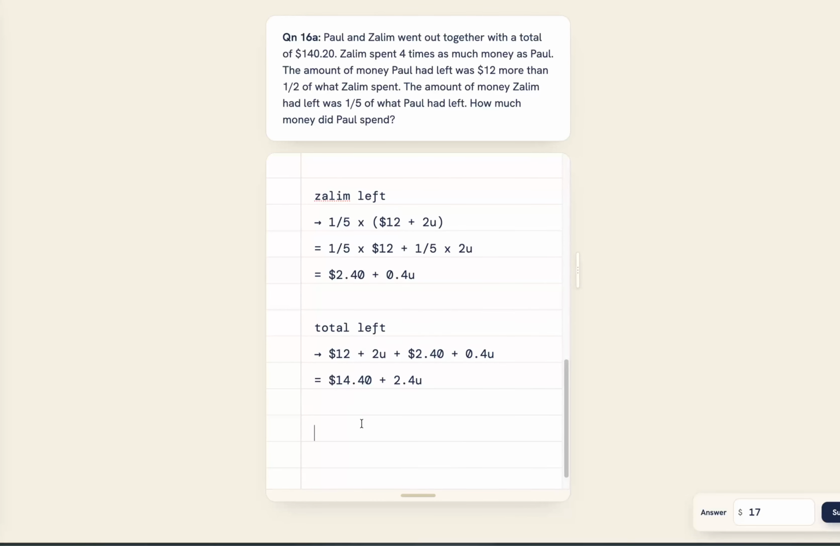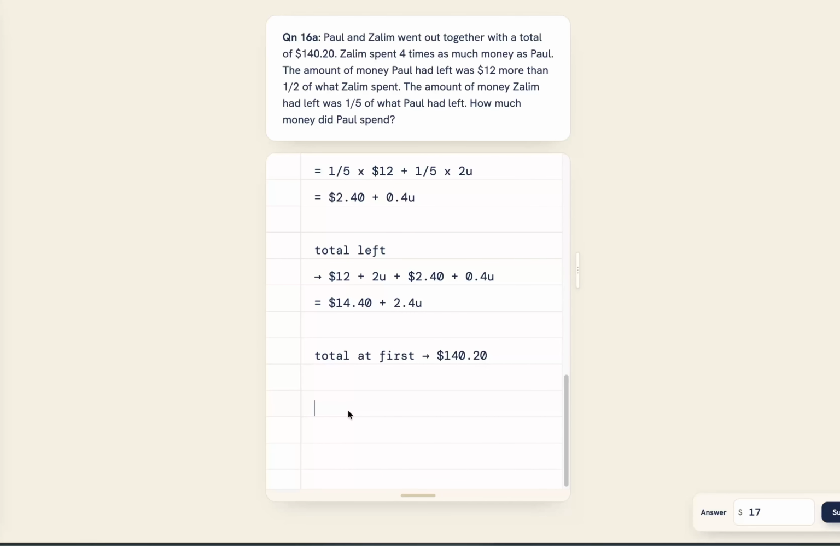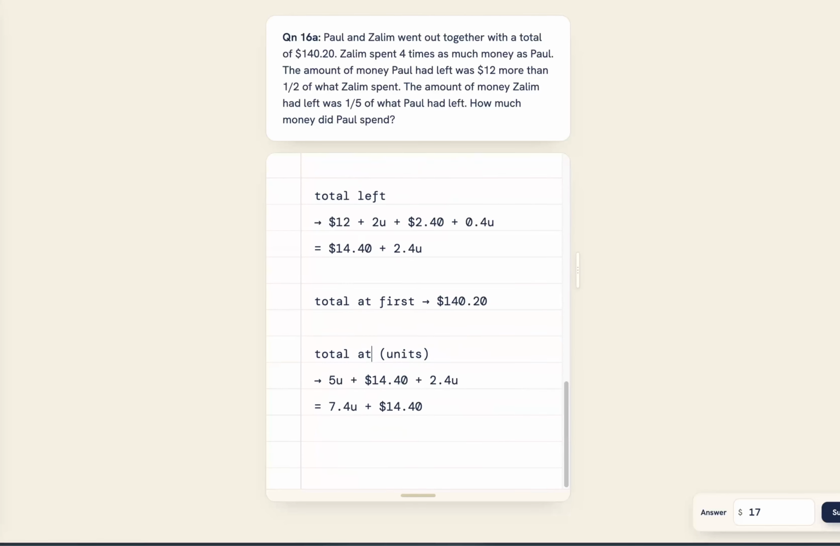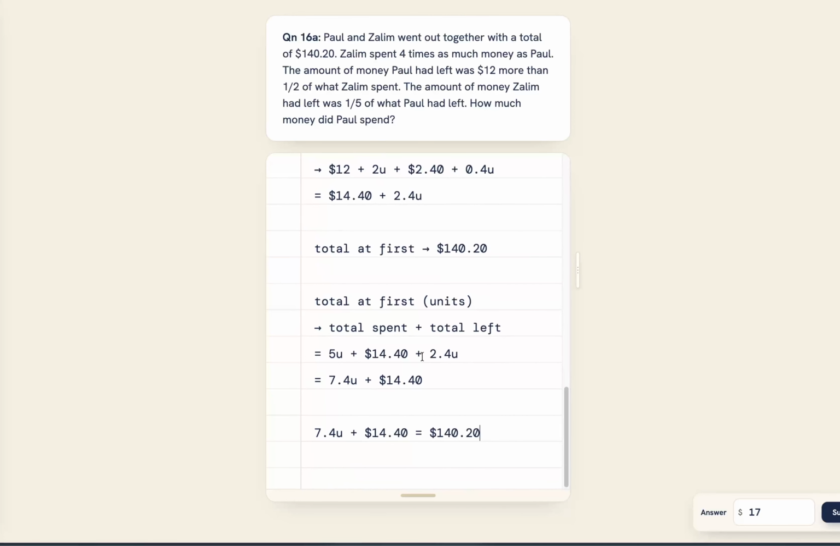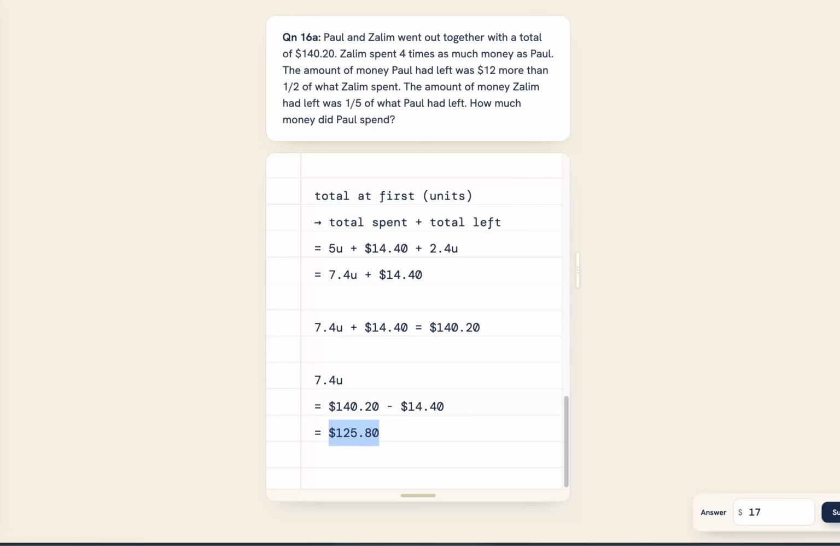Since we know the total at first is $140.20, the total at first in terms of units would be the total left plus the total spent. So that means it's 5 units plus $14.40 plus 2.4 units, and this will give us 7.4 units plus $14.40. Since the total at first is the same, we can create an equation: 7.4 units plus $14.40 equals $140.20, which makes 7.4 units equal to $125.80.